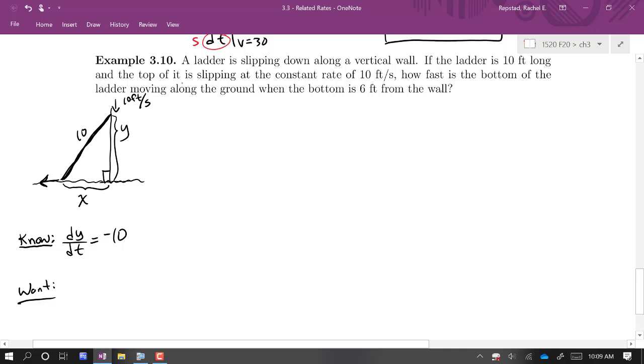And we want to know how fast is the ladder moving along the ground. Like x is increasing. We could sort of conceptualize here, we know that x should be increasing, but at how many feet per second? So we want dx/dt, and we want to know how fast is the bottom moving along the ground when the bottom is 6 feet from the wall. So that's when x is 6.